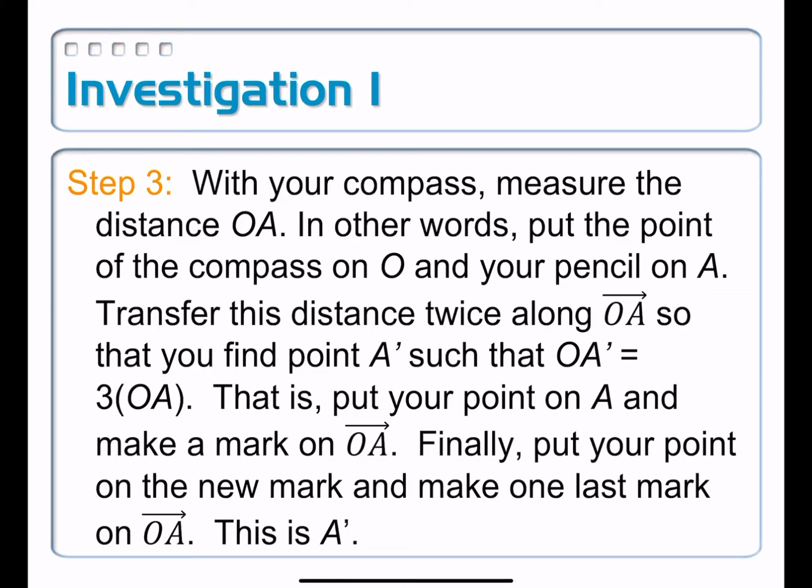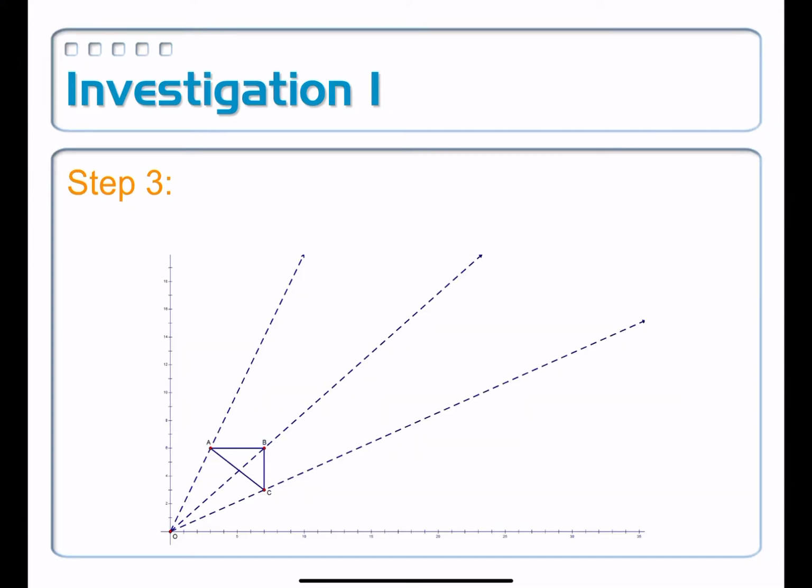That's how big O to A is. And then you're going to transfer that distance 2 more times along that same exact ray so that you find A prime, that is 3 times as far away as the distance from O to A. So let me show you what that looks like. Again, I'm going to stretch my compass from O to A, put the point on O, put the pencil on A, and make a little mark. That's how big it is from O to A.